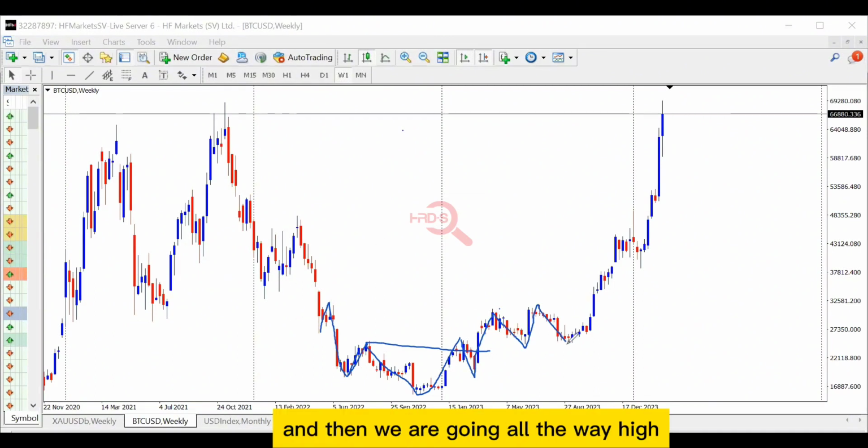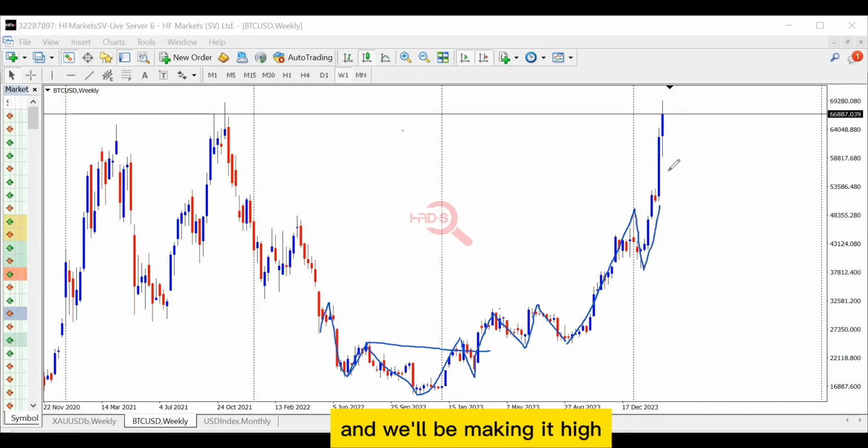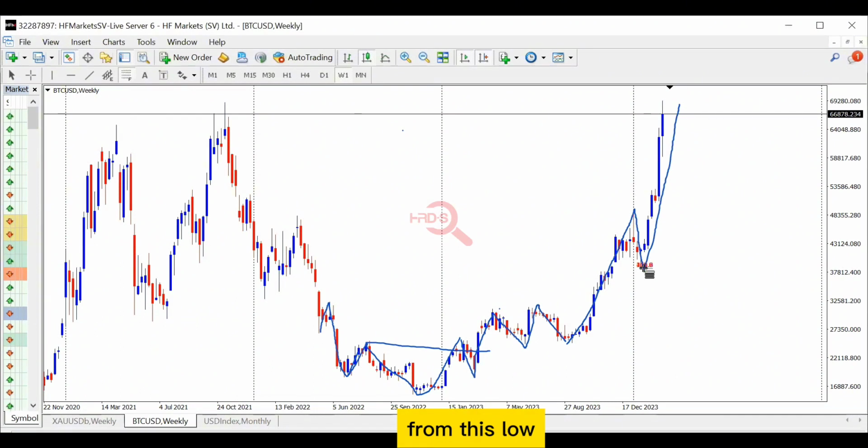Do you understand? And then we are going all the way high, and then we made a high here, and then we made a low here, and we'll be making a high. What am I expecting? Assuming that I'm waiting to buy Bitcoin, this is what I will do. I will place my Fibonacci from this low to the high.